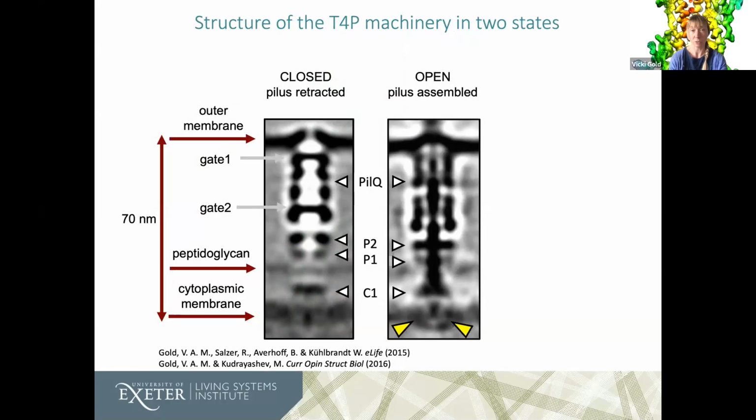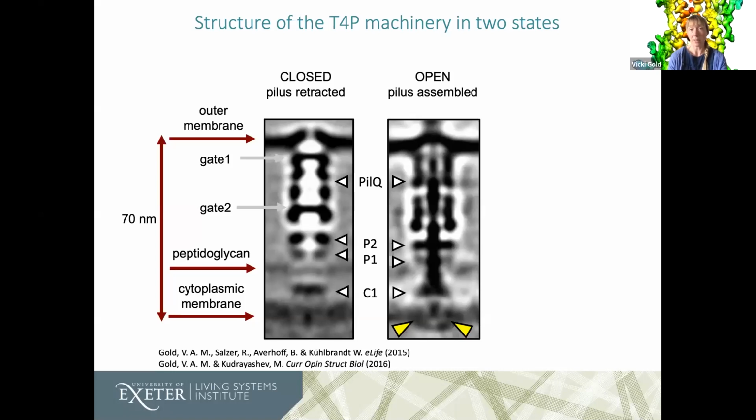I'll just talk you through a little bit about these. So we can see PilQ, which is the secretin embedded in the outer membrane, and it has two gates which are closed in the closed state. And you can see that PilQ interacts with a number of other proteins, which we've just called C1, P1, and P2, because C for cytoplasmic and P for near the peptidoglycan. We don't yet know the precise identity of the proteins which constitute these densities.